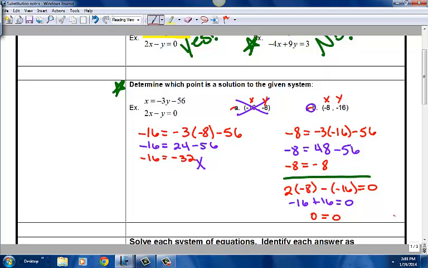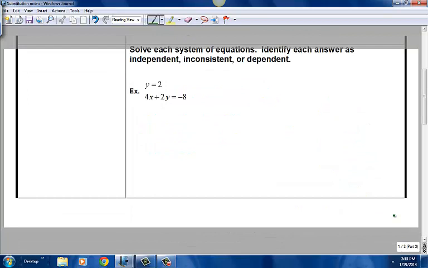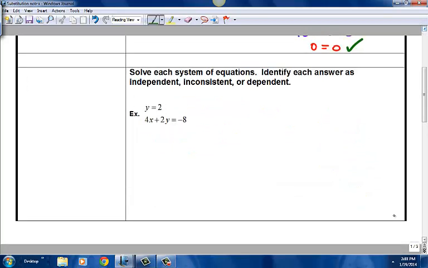Okay, so I plugged in negative 8 and negative 16 to the second equation. I ended up with 0 equals 0. This point works for both equations of the system. Therefore, I can say that this is a solution to the system that was given. Let's jump down here now and actually solve a system using this whole concept.